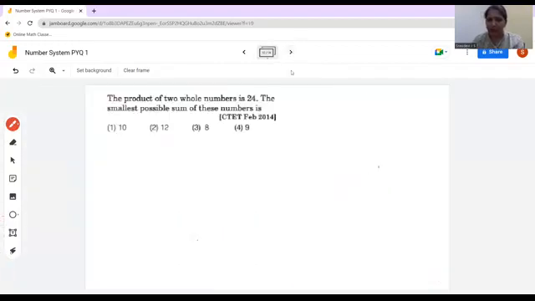Okay. Now, next question. The product of two whole numbers is 24. The smallest possible sum of these numbers is? We need to understand that when we multiply two whole numbers and get 24, what are the possibilities? Either it can be 1 and 24, or 2 and 12, or 3 and 8, or 4 and 6. These are the possibilities of getting 24 as a product.